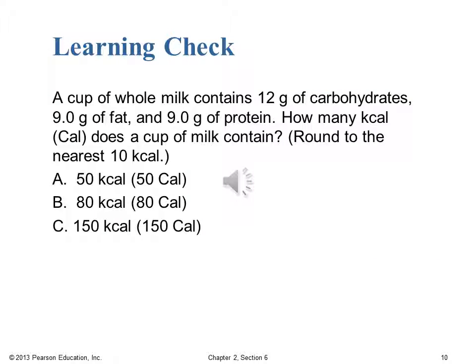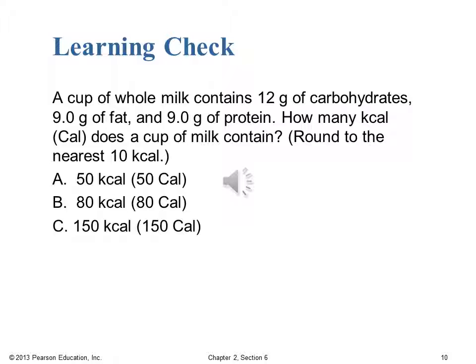Okay, so before we leave our final subtopic here for Chapter 2, let's have one final learning check. So if we have a cup of whole milk that contains 12 grams of carbohydrates, 9.0 grams of fat, and 9.0 grams of protein, how many kilocalories, or food calories, capital C calories, does a cup of milk contain? And we'll round to the nearest 10 kcals.